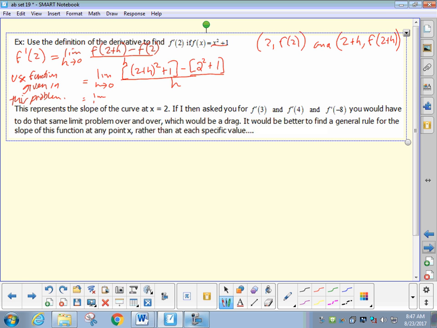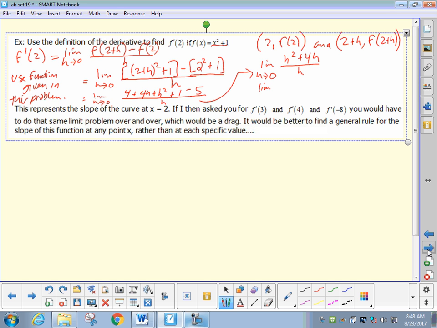Let's clean it up. The limit as h goes to 0 of, what's 2 plus h squared? 4 plus 4h plus h squared plus 1 minus 5 over h. Sorry, I did not give you a lot of room here, but we'll work it out. Simplify the numerator, please. What do you get? H squared plus 4h, and the constants all drop out. 5 and 5 go away, yeah. Over h.